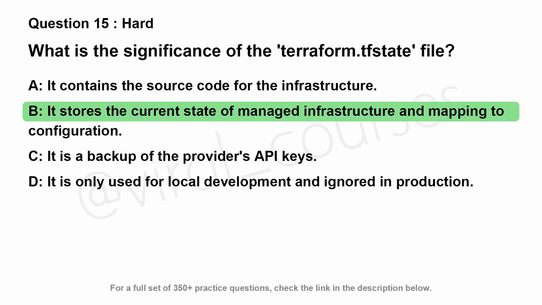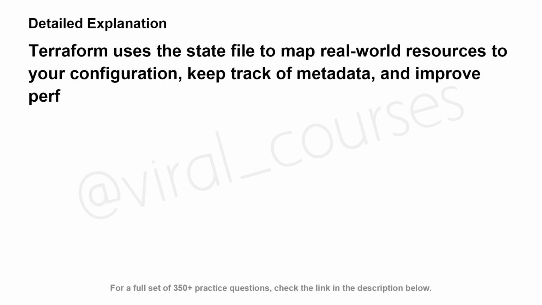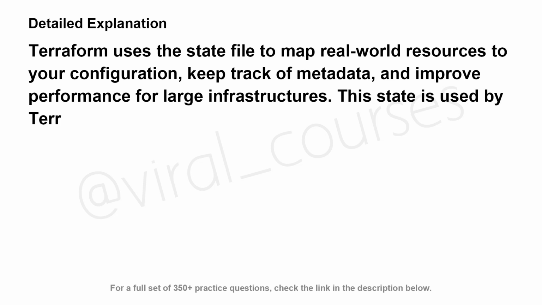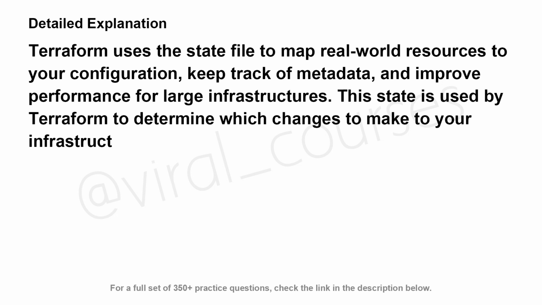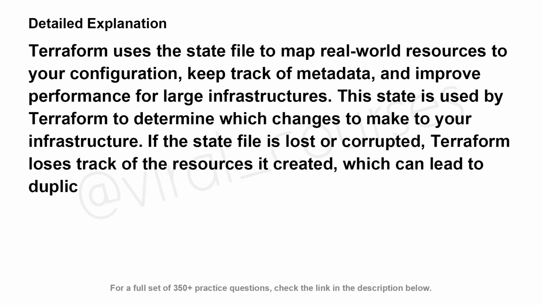The correct answer is B. Terraform uses the state file to map real-world resources to your configuration, keep track of metadata, and improve performance for large infrastructures. This state is used by Terraform to determine which changes to make to your infrastructure. If the state file is lost or corrupted, Terraform loses track of the resources it created, which can lead to duplicate resources or errors.